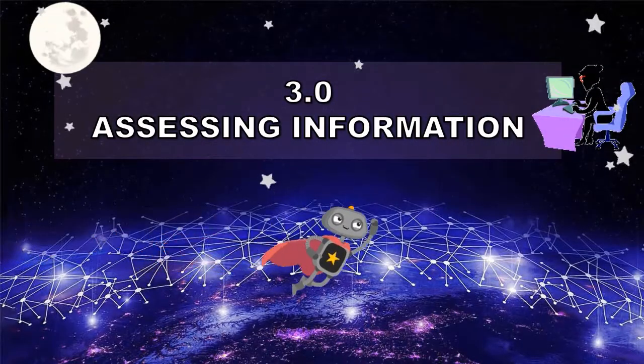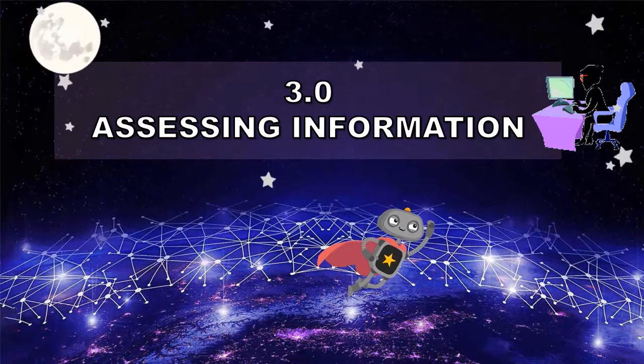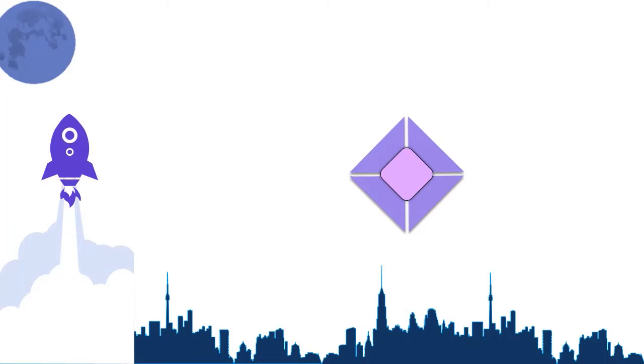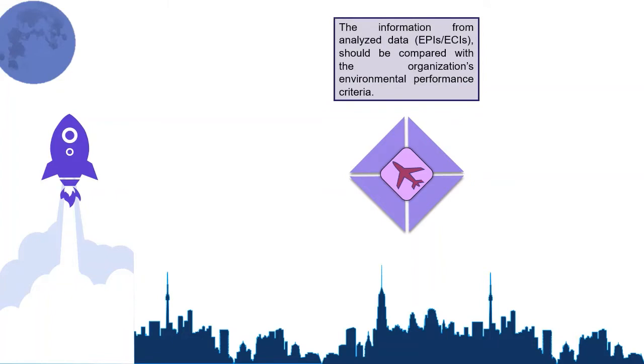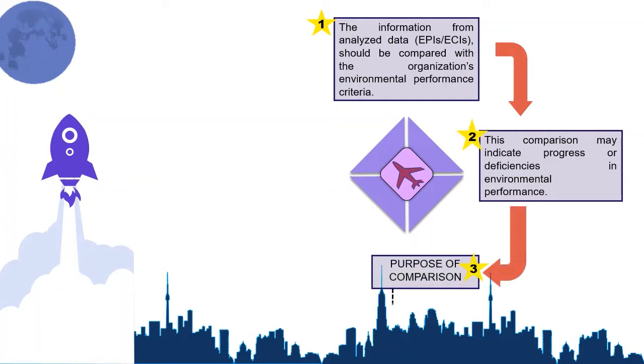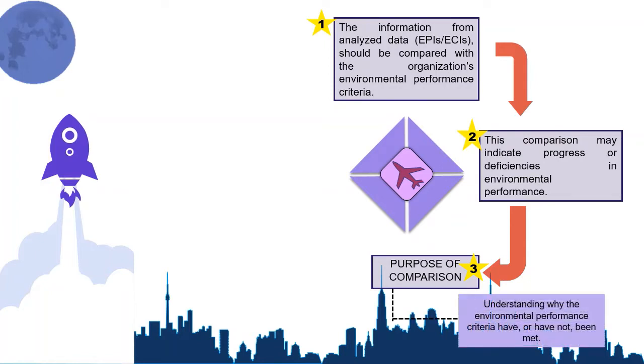The third stage is assessing information. The information from analyzed data, EPIs or ECIs, should be compared with the organization's environmental performance criteria. This comparison may indicate progress or deficiencies in environmental performance. The purpose of comparison is to understand why the environmental performance criteria have or have not been met.